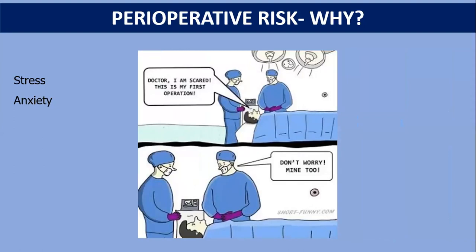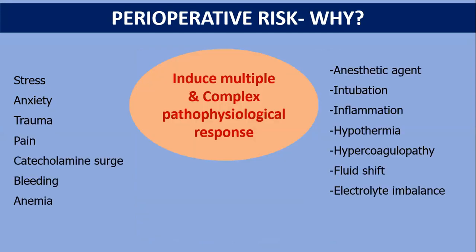Imagine the patient is lying on the operating table, and the surgeon enters the operation theater, and the patient tells the surgeon, I am very scared, this is my first operation. If the surgeon says, don't worry, it's mine too, then what magnitude of stress and anxiety will the patient have? So before going to surgery, we have to sit with the patient and discuss the pros and cons of this procedure, the risk, and how we can minimize the risk. That can reduce much of the stress and anxiety.